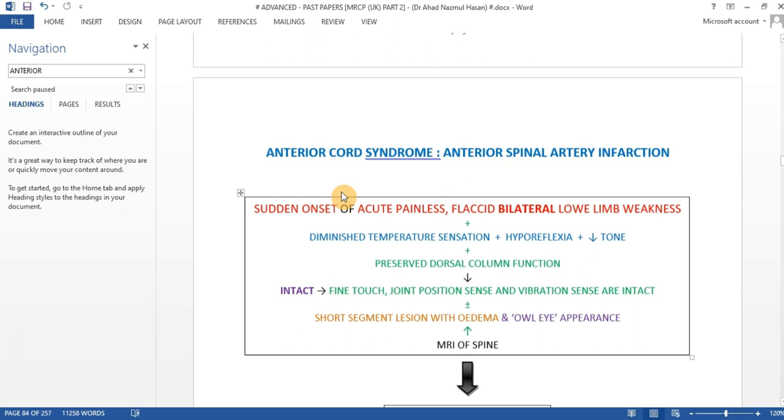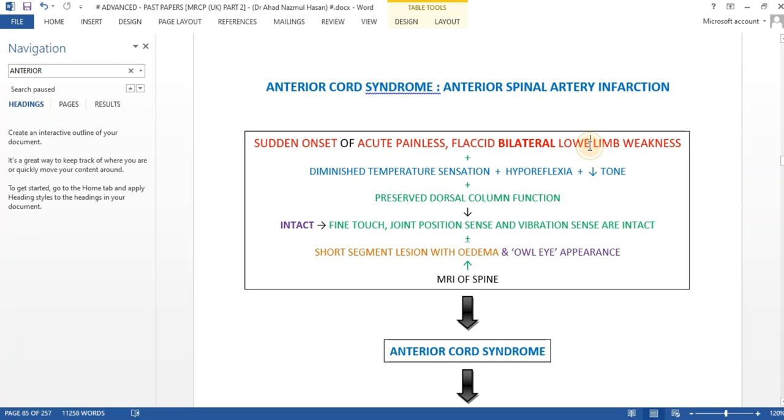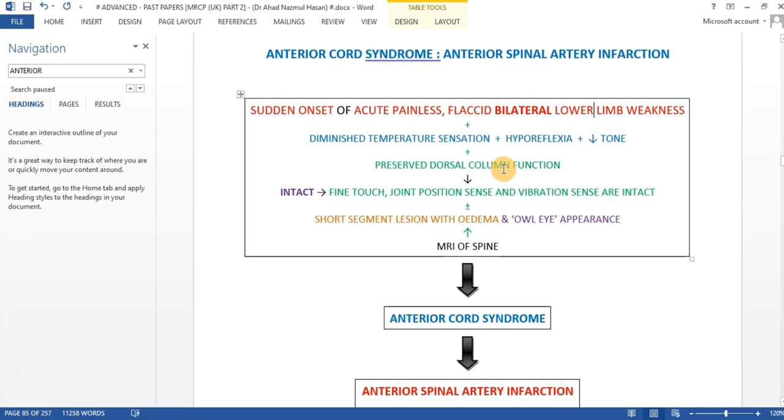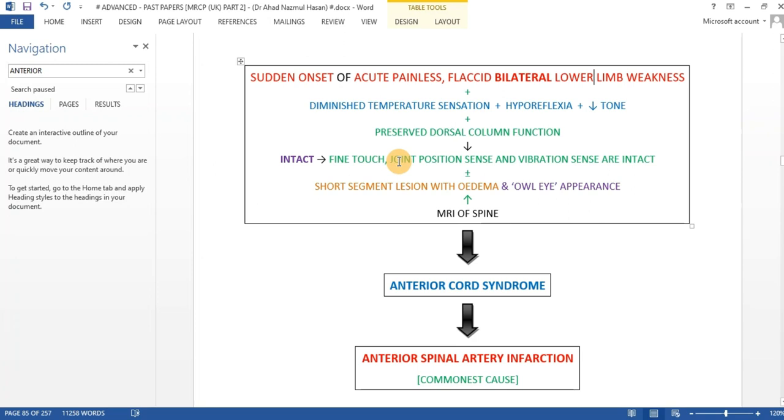So the patient will have sudden onset of acute painless flaccid bilateral lower limb weakness with diminished temperature sensation, hyporeflexia and decreased tone, with preserved dorsal column function. So the dorsal column function would be preserved in case of anterior cord syndrome, but it won't be preserved in case of Guillain-Barré syndrome, and Guillain-Barré syndrome will have a gradual onset, not the sudden onset.